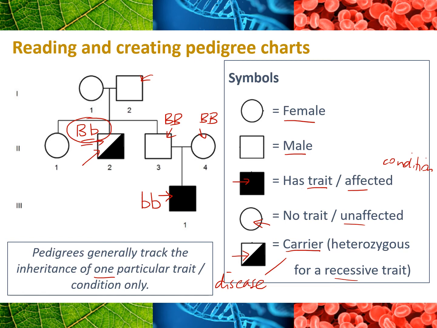If we were tracking a dominant trait or a dominant condition, there's no such thing as a carrier, because if the condition was dominant and a person was heterozygous and only had one of those alleles, they'd be fully colored in because they have the condition or they have the trait.